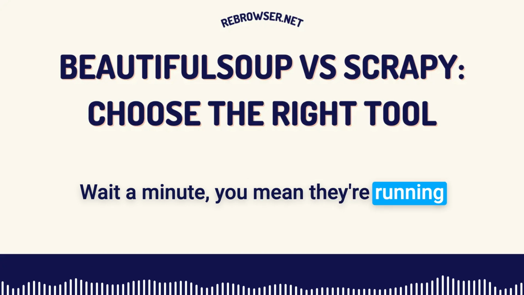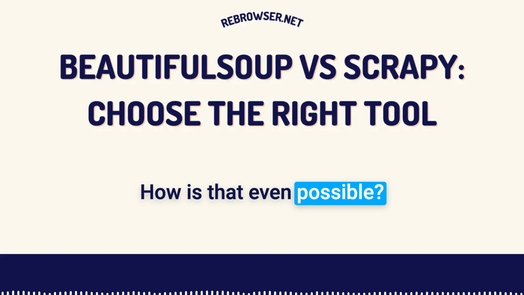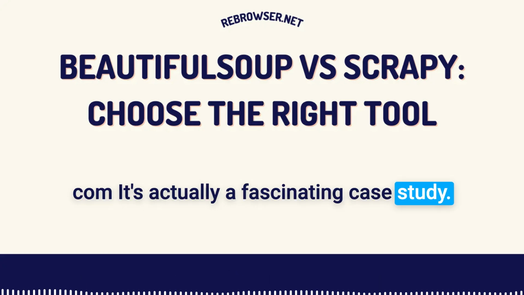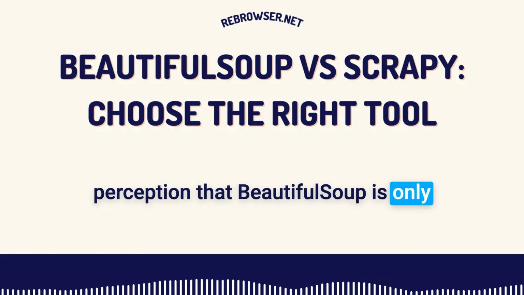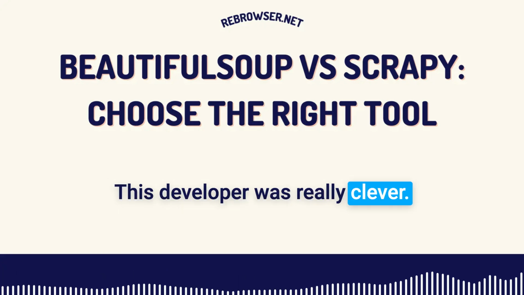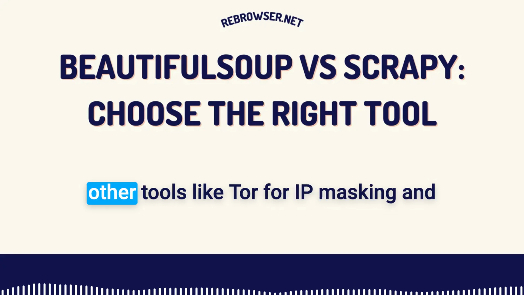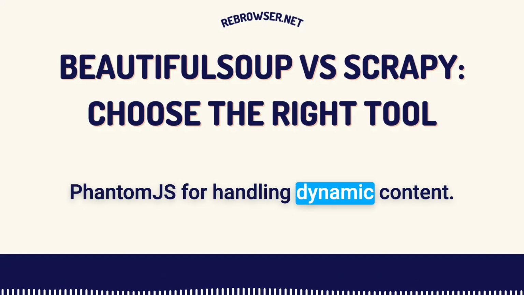Wait a minute, you mean they're running a massive operation with what we thought was just for smaller projects? How is that even possible? It's actually a fascinating case study. It really challenges that common perception that Beautiful Soup is only suitable for small-scale scraping. This developer was really clever. They combined Beautiful Soup with other tools like Tor for IP masking and Phantom.js for handling dynamic content.